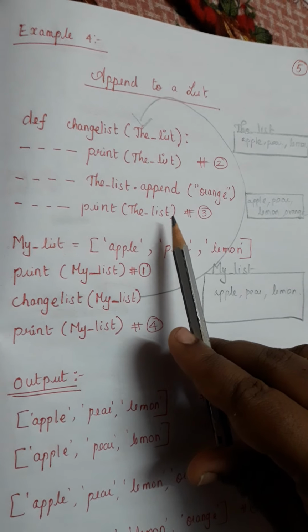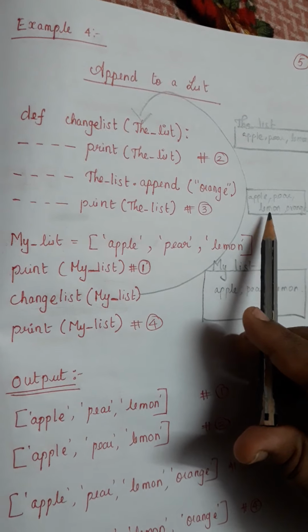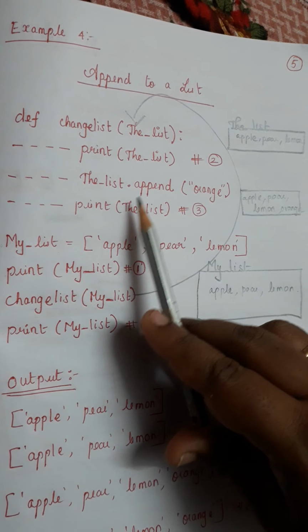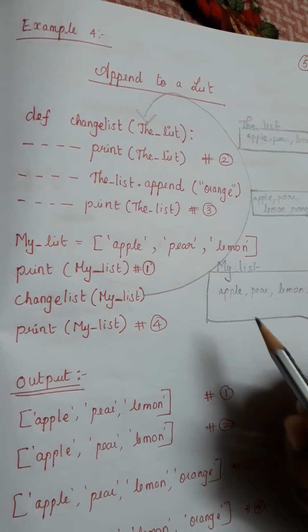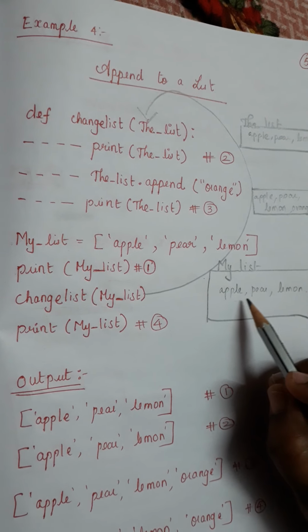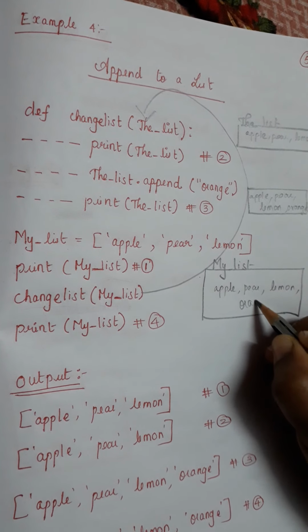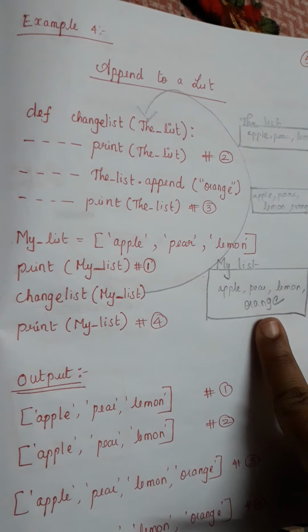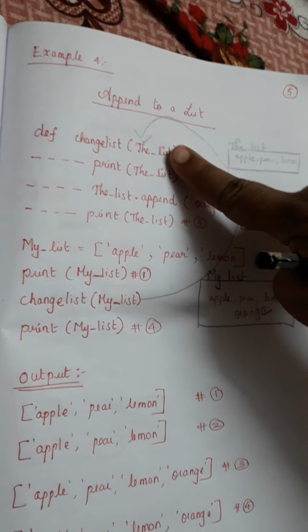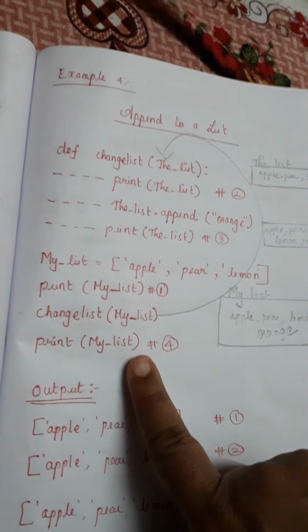The list is a mutable data type. So the change you make here gets reflected in my list also. When this append is done, my list also changes to apple, pear, lemon, and orange gets appended there also. So the change you make in the formal parameter gets reflected back in the actual argument also.